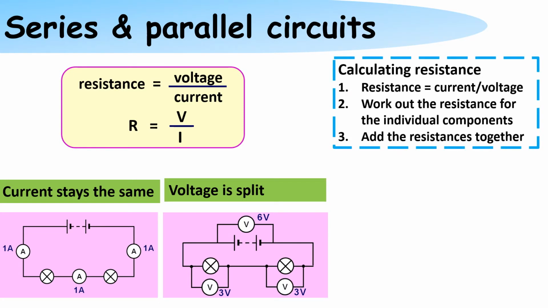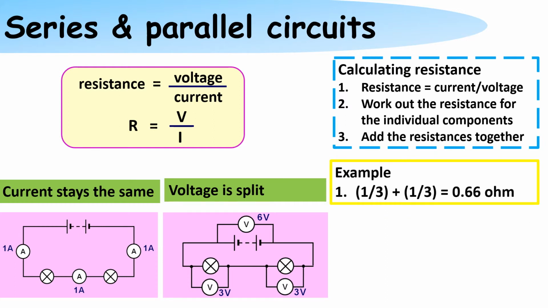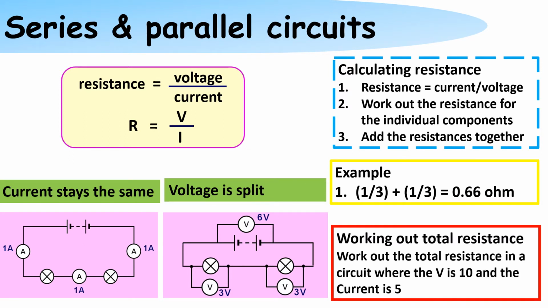If we know this, we can calculate the total resistance in that circuit. We start out by working out the resistance for the individual components using the equation resistance is equal to voltage divided by current, and then adding them together. So in this example, we're going to do 1 divided by 3 plus 1 divided by 3. So the total resistance will be 0.66 ohms. Have a go at working out the resistance shown in the red box below.